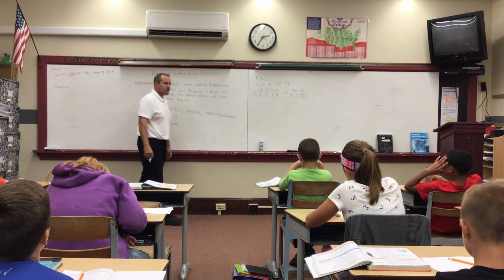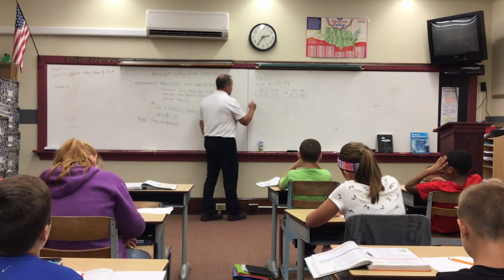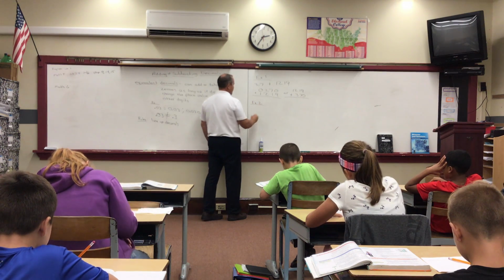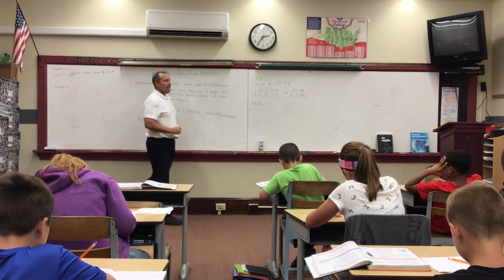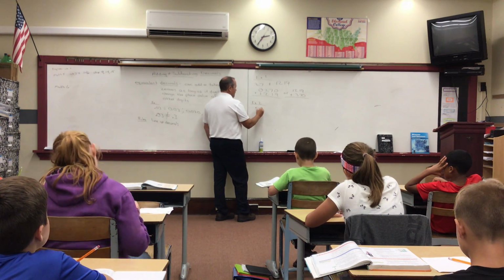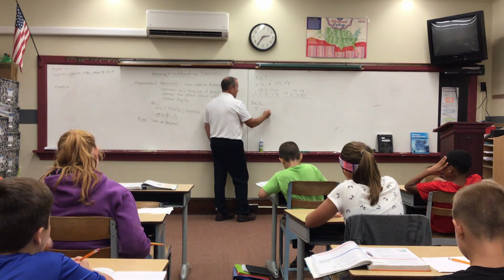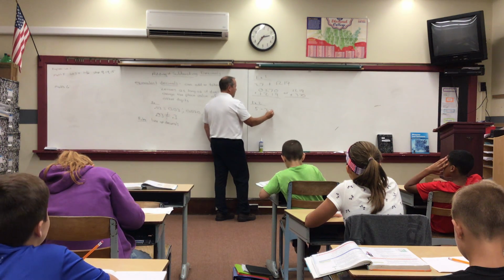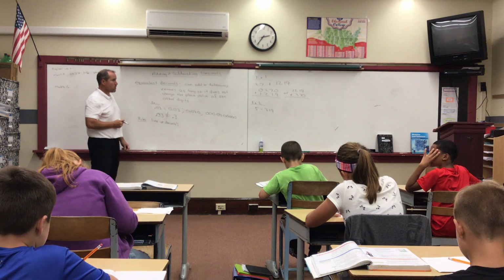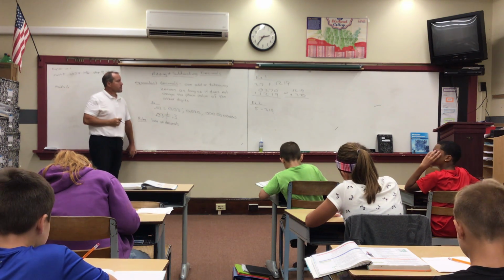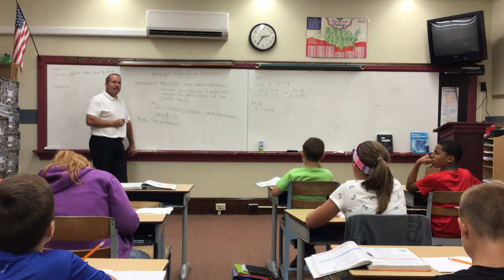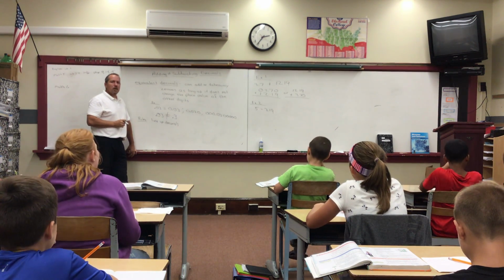Now, example 2. Let's say we had 5 minus 3 and 19/100. Once again, since we have a decimal, what must we make sure we do? We've got to line up the decimal.